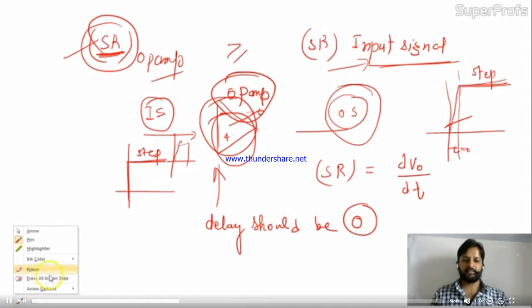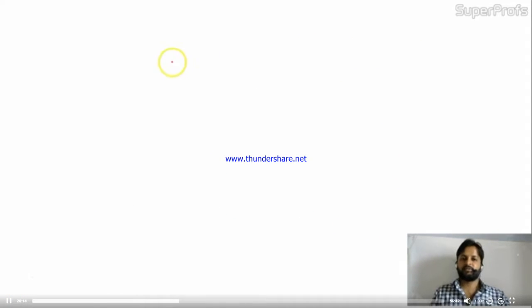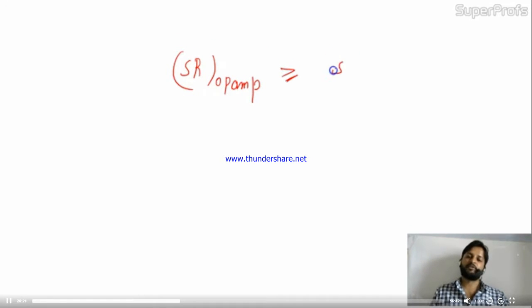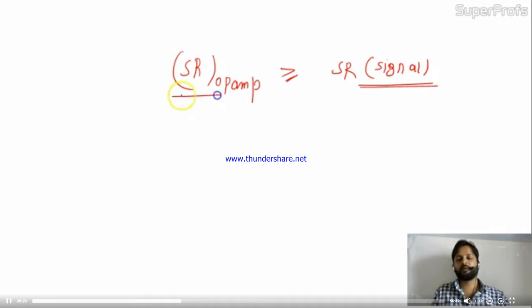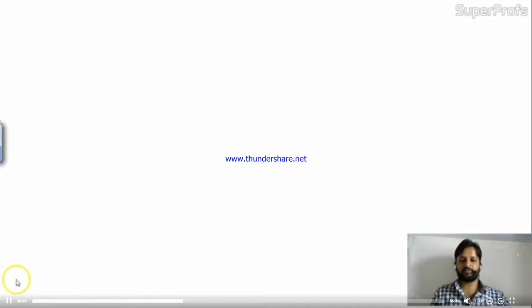So I can say that slew rate of op-amp should be greater or equal to slew rate of signal. Always remember this. Okay, means op-amp should change itself faster than signal. So you'll get the proper output without distortion, whatever input we are applying. Okay, so let me take a problem based on this concept.